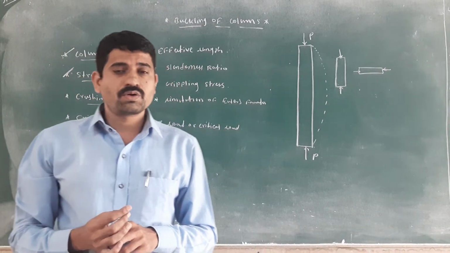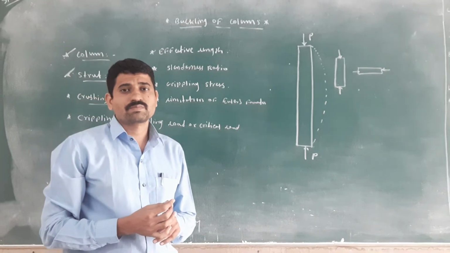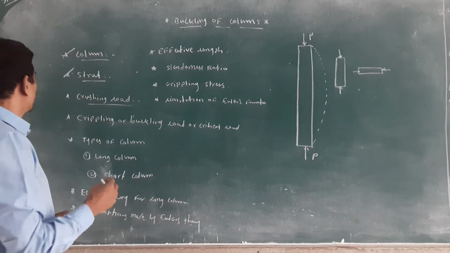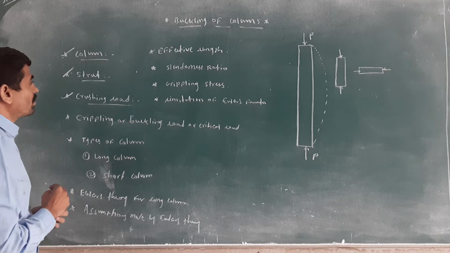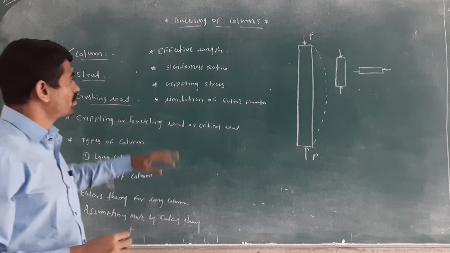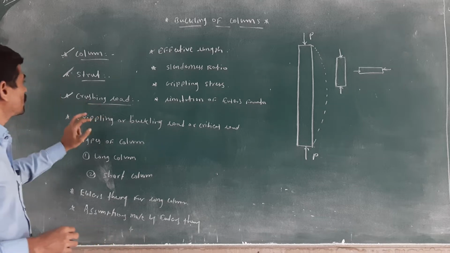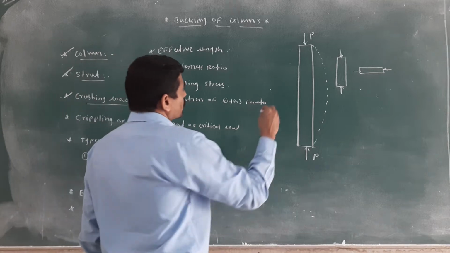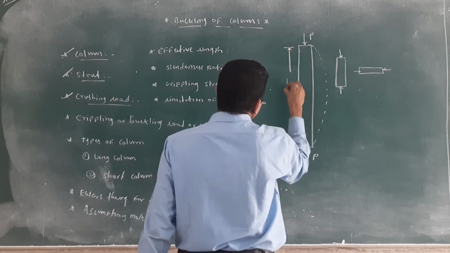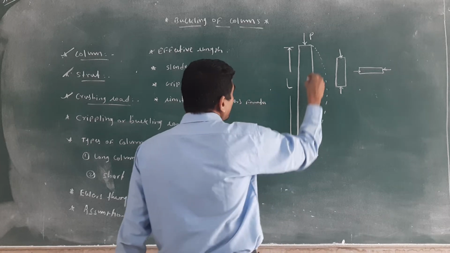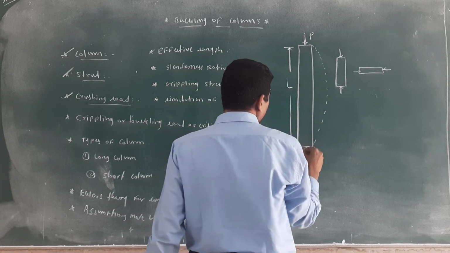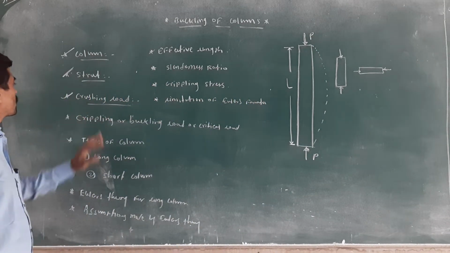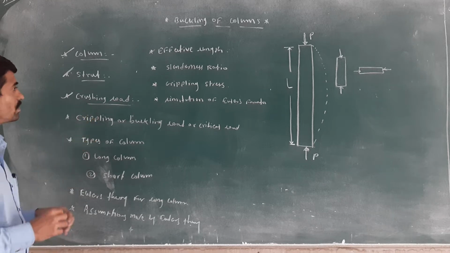Then next is crushing load. Crushing load is the load at which a member fails by crushing only. The load at which a member fails due to crushing only is called the crushing load. So this is the original length of the column, L, and when you apply some load P at the end of the column, it will fail due to the crushing load. Okay, this load is called a crushing load.